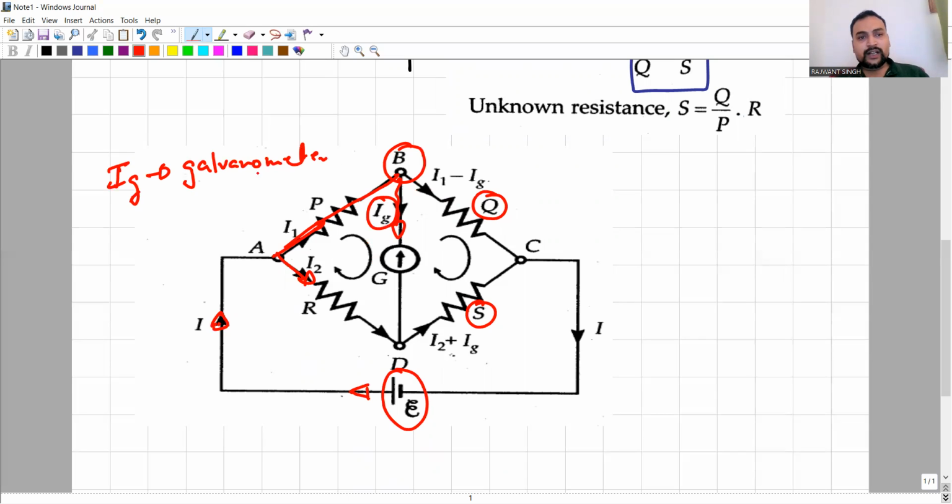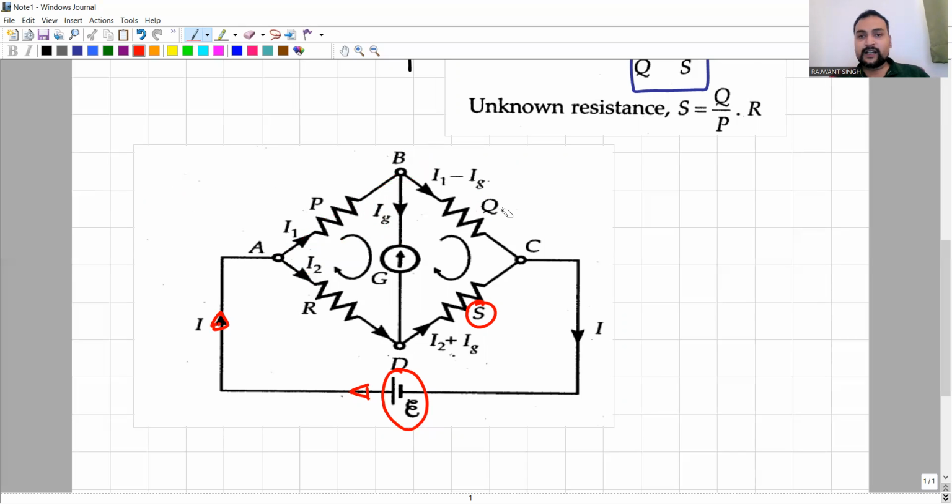IG means the current going to the galvanometer. You don't know what a galvanometer is yet; you're going to learn that in the next chapter. For now, just understand that this is an ammeter. Basically, a galvanometer can be converted into an ammeter, that you'll learn in the next chapter. So for now, only visualize that this is an ammeter. Now, if there is some current going here, don't confuse that with a balanced condition. This is not a balanced condition until now. We are just writing the Kirchhoff loop equations. So if there is a current going here, this current becomes IG.